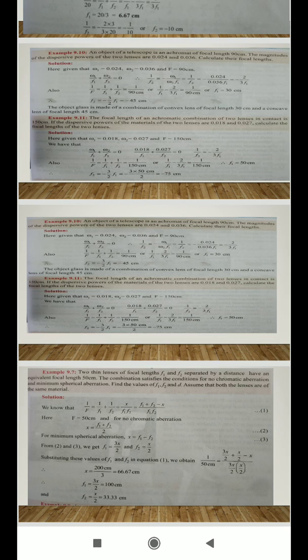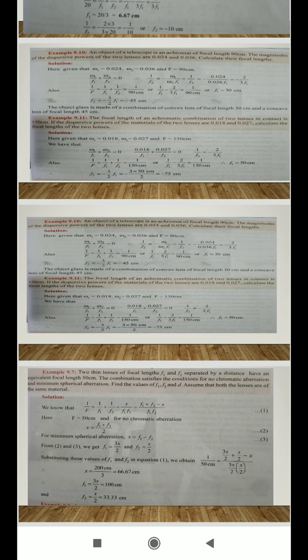Last example: two thin lenses of focal lengths f1 and f2 separated by a distance d have an equivalent focal length of 50 centimeter. The combination satisfies the condition for no chromatic aberration and minimum spherical aberration. Find the values of f1, f2 and d. Assume that both the lenses are of the same material.